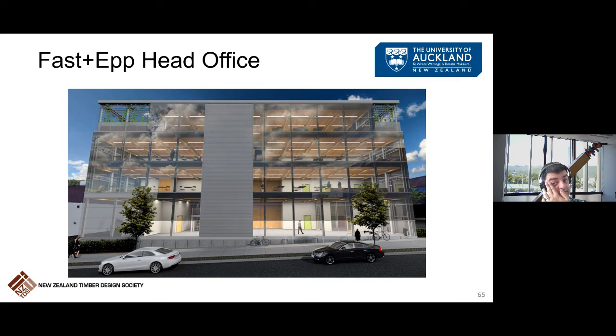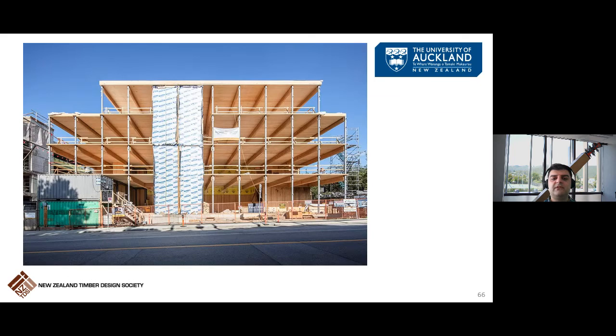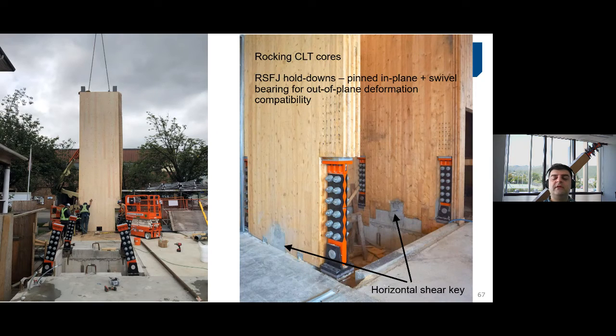Fast+Epp head office was the first building in North America, well, outside of New Zealand, that implemented this technology. An all timber building that uses CLT rocking shear walls as the lateral load resisting system. For those who attended Andrew's webinar, he probably talked about this a lot because he was the main designer of this building and did a great job. For this one, devices in the range of 700 kilonewton were used as hold downs for rocking CLT walls.